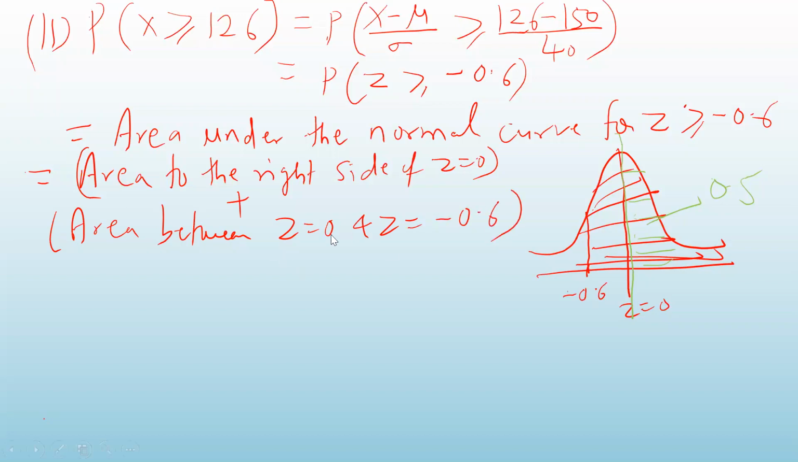But in the table you will not get the area from z equal to 0 to minus 0.6. You will get it from z equal to 0 to plus 0.6. But these two areas will be the same because of the line of symmetry, so I am writing plus 0.6 here. This is 0.5, and the area between 0 and 0.6, which you can find from the table, is 0.2257. So when you add them, what you will get is 0.7257.